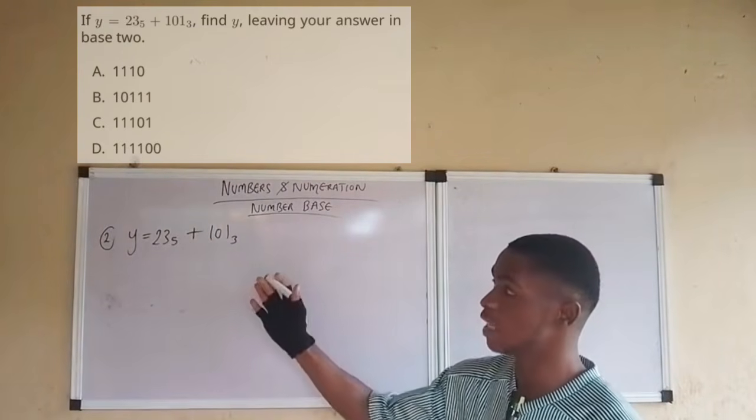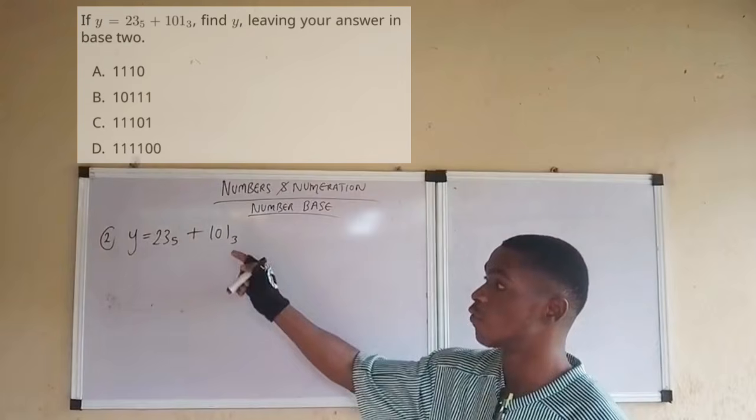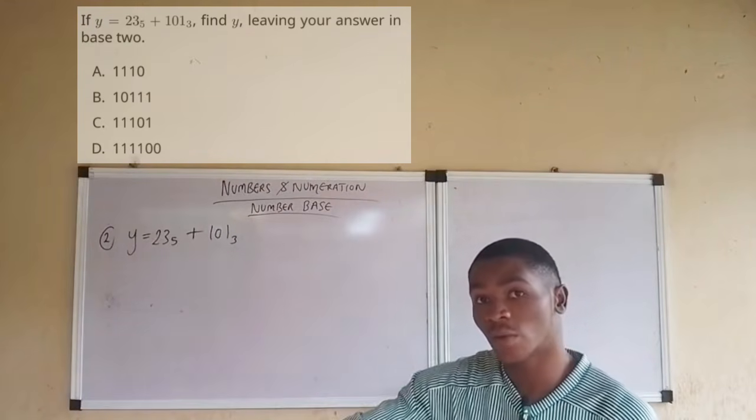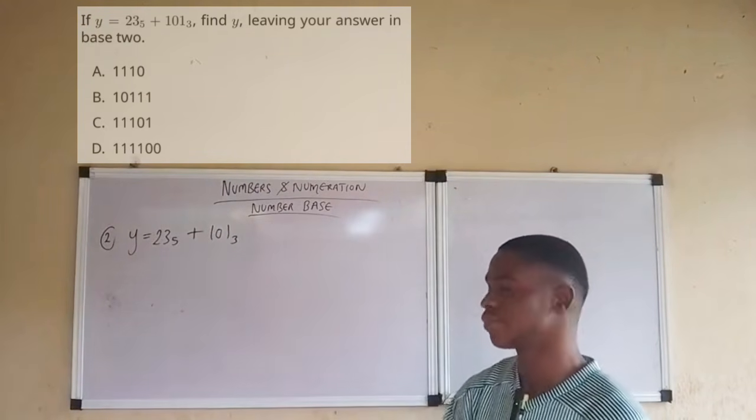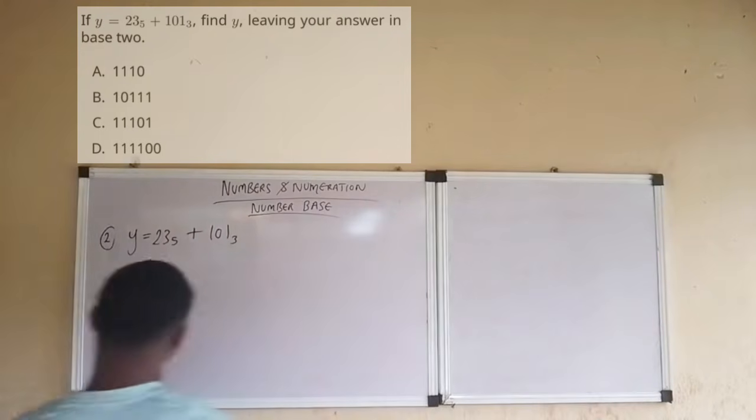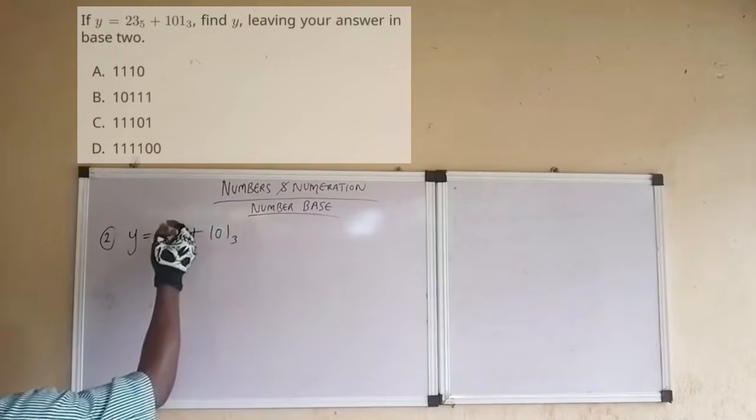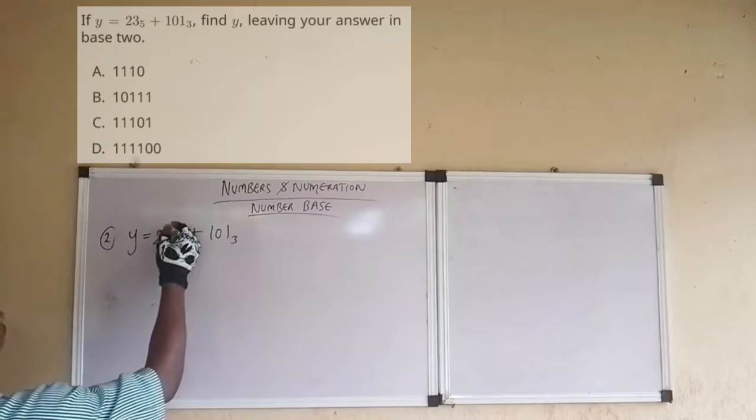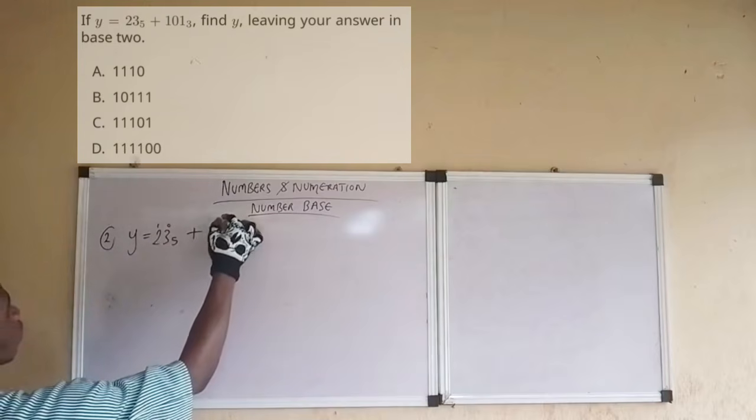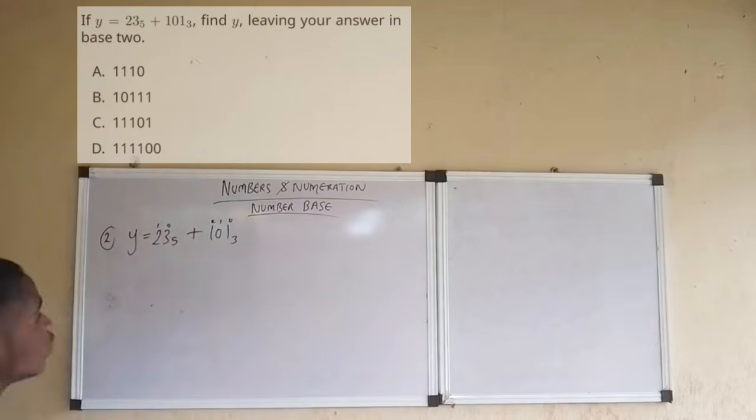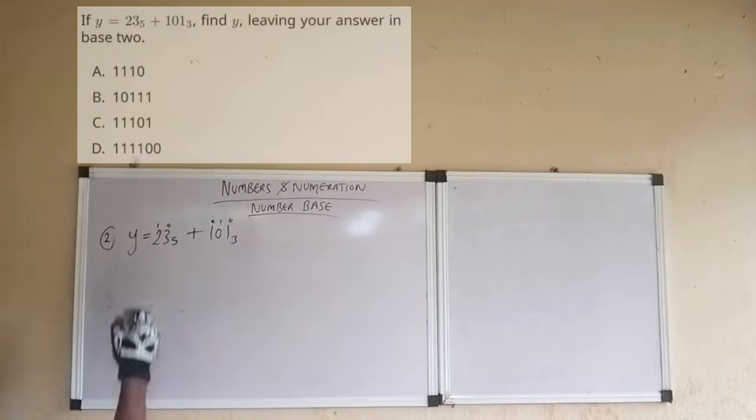So what we're going to be learning from this question is how to convert numbers from one base to another base. So what is the first step? Remember from the first question, I already showed it to you. Number your digits starting from the right to the left, starting from 0. Why are we doing this? Because we want to first convert these numbers to base 10. So let's convert 23 base 5 to base 10.